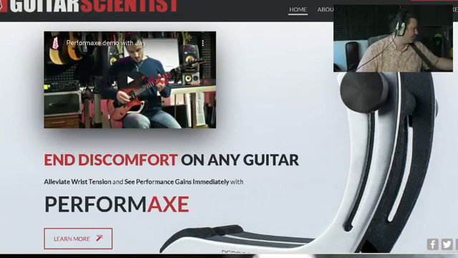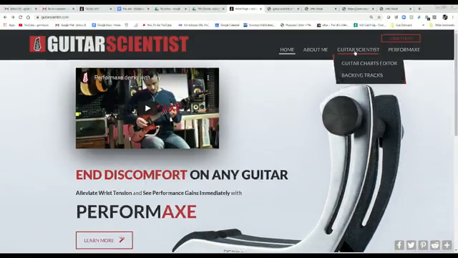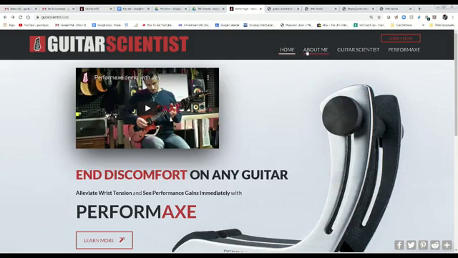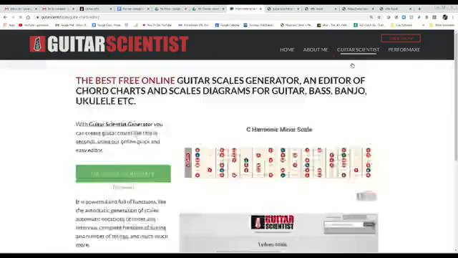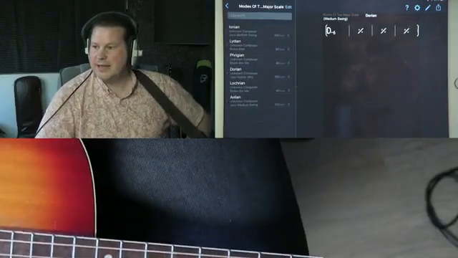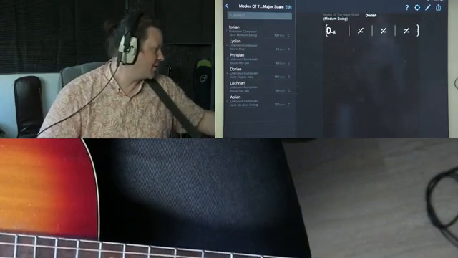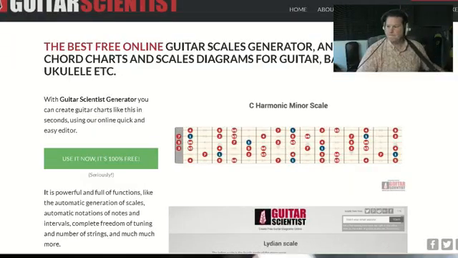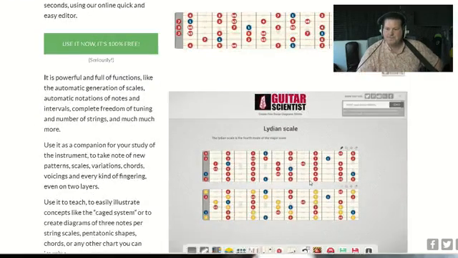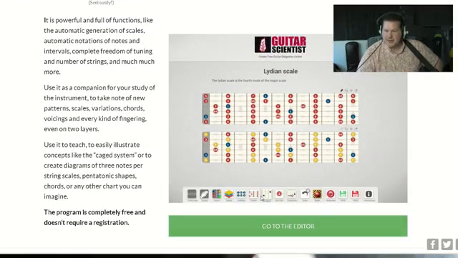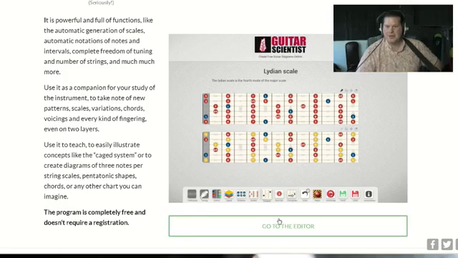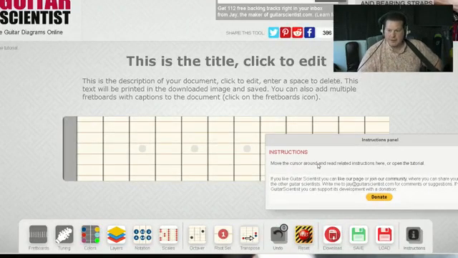Oops, you can't see it because my mouse is in the way. So up here, you can see my mouse. You've got Home, About Me, and guitarscientist.com. And then we've got this Guitar Charts Editor. It is that we'll be using. Sorry, this keeps going to the wrong shots. So when you're on this page, you just scroll down. And it's this interface we're going to. So you go to the editor, and you come up with a page exactly like this.